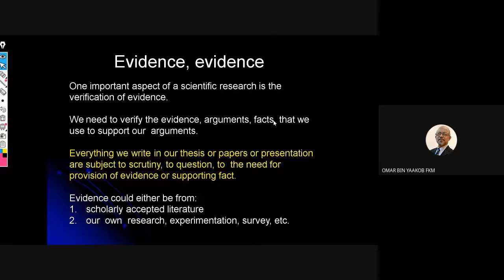For example, in your research, your methodology, you can choose three methods. You can choose Henry's method, you can choose Wang's method, you can choose Ali's method. Okay, three methods: Henry, Wang, or Ali. And then you choose to use Ali's method. You must give evidence why you choose Ali's method.